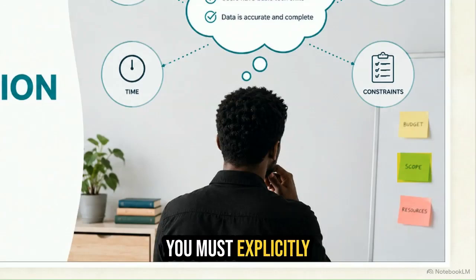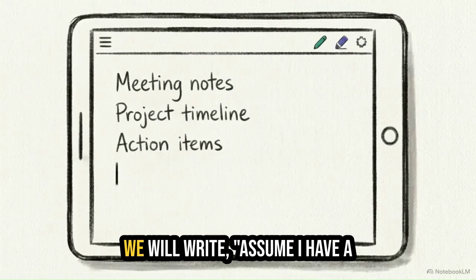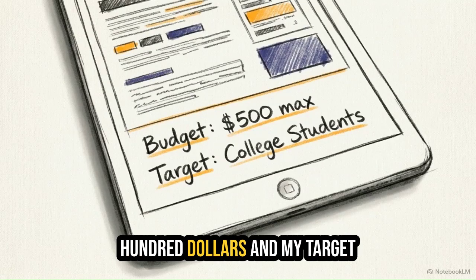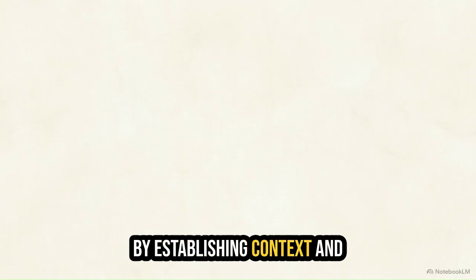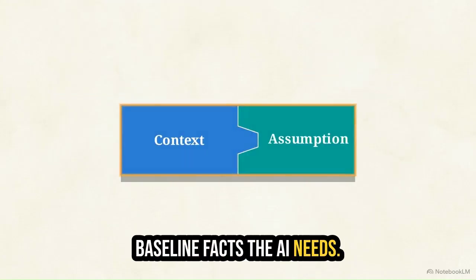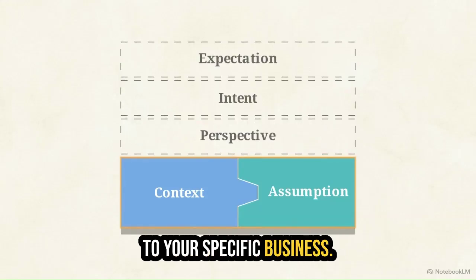Without these details, the AI might suggest expensive ideas aimed at the wrong people. You must explicitly state your boundaries. Now add those constraints to your prompt. We will write, "Assume I have a marketing budget of only $500 and my target audience is local college students." By establishing context and assumptions, you provide the baseline facts the AI needs. This ensures the foundation of the final output is relevant to your specific business.